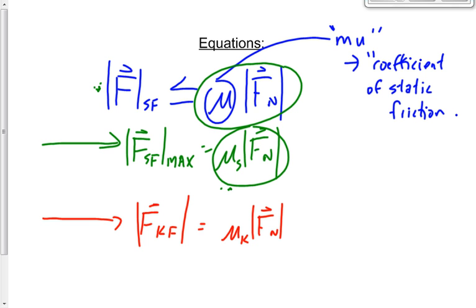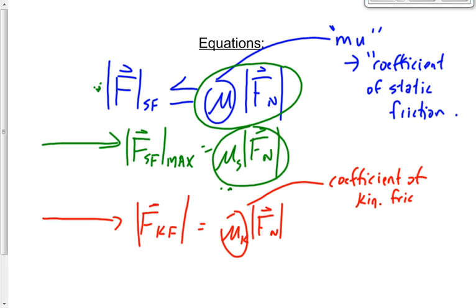This we call, by the way, the coefficient of kinetic friction, or the coefficient of dynamic friction. Sometimes we actually see this called not just kinetic friction or dynamic friction, but sliding friction. If something is sliding, it's kinetic friction.